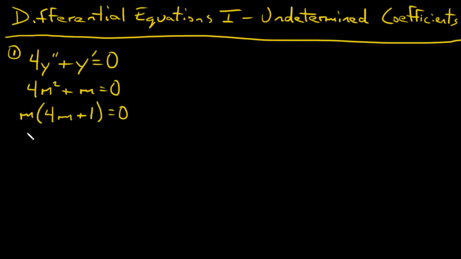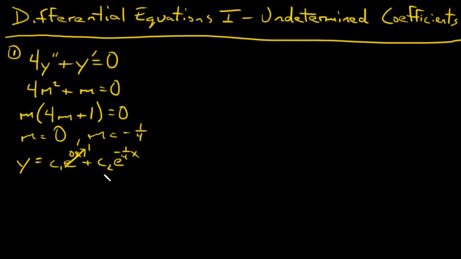So if I just look at that and solve it, I'm going to wind up with m equals 0 and m equals negative 1/4. Does that sound right? So with that in mind, my solution is going to be y equals c1 times e to the 0x plus c2 times e to the negative 1/4 x. Well, this is just a 1, so it's really just c1 plus c2 e to the negative 1/4 x.